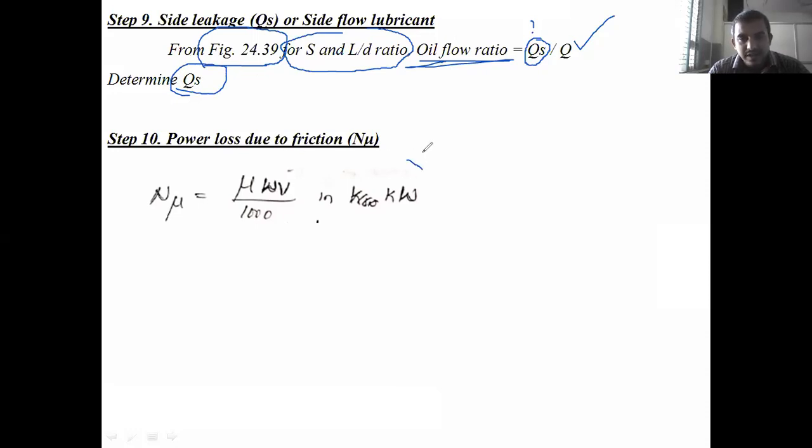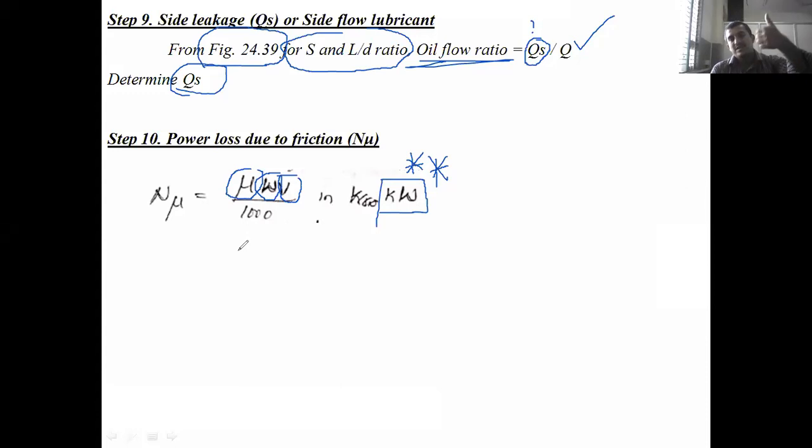The last step is power loss due to friction. This equation is not available in the data handbook; you should remember it. What is the power loss due to friction? N suffix mu is equal to mu, the coefficient of friction, times the load acting on the shaft, times V, the circumference speed of the shaft, pi d n by 60, the whole divided by 1000. That gives power loss due to friction in kilowatts. Remember this equation.